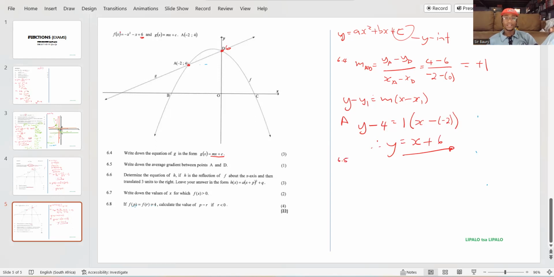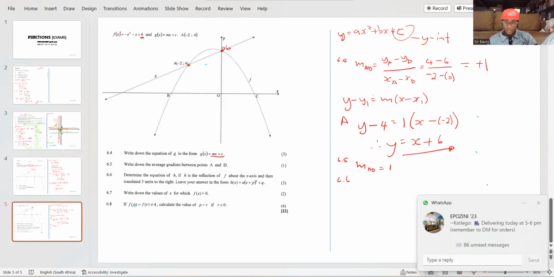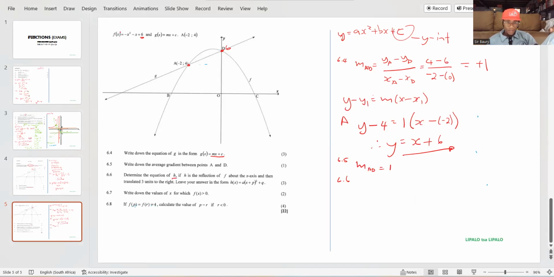Then 6.5. Determine the average gradient between A and D. Write it down, of course. I already calculated that. Free 1 mark. They're playing with you here. Determine the equation of h, if h is a reflection of f about the x-axis, then translated 3 units to the right. Leave your answer in this form.